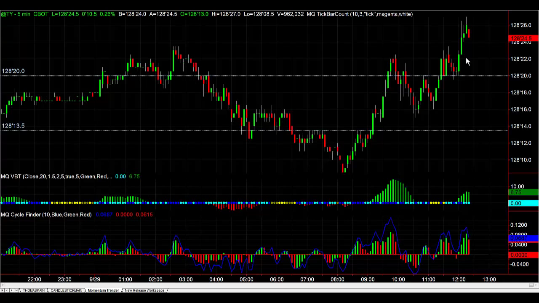So all in all, not a bad day for trading 10-year note. We had a couple different really good long opportunities. First one off the inverted head and shoulders, second one off of the W pattern. This is just an example of how you can take traditional breakout patterns like an inverted head and shoulders or like a W, and then add a cycle component using something like the MQ cycle finder as a filter to increase the probabilities of success.